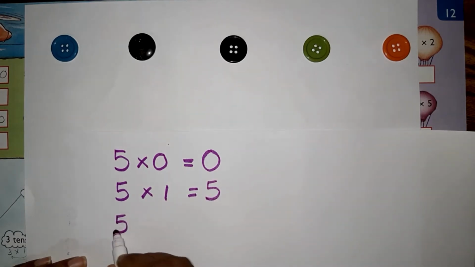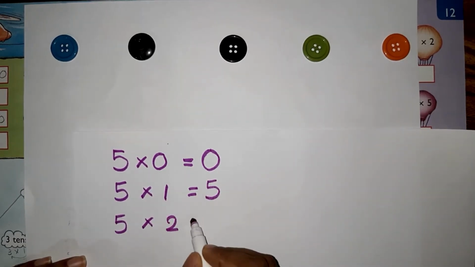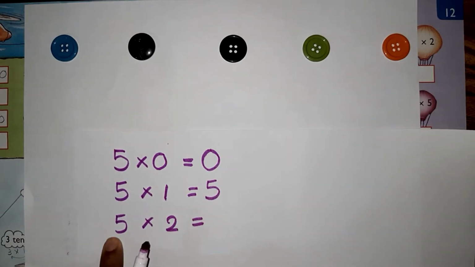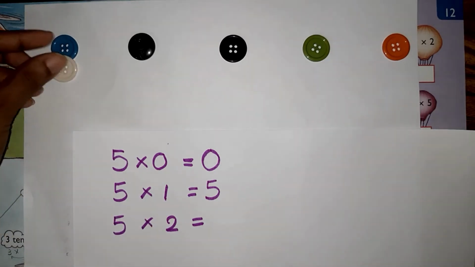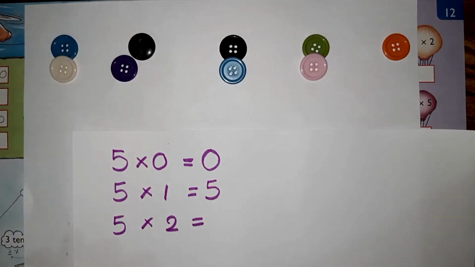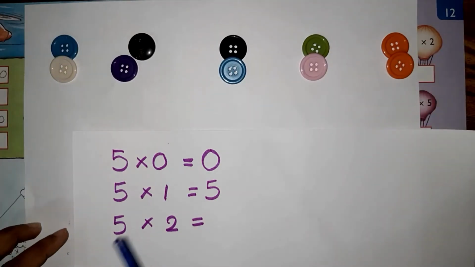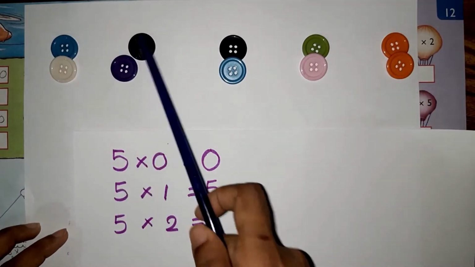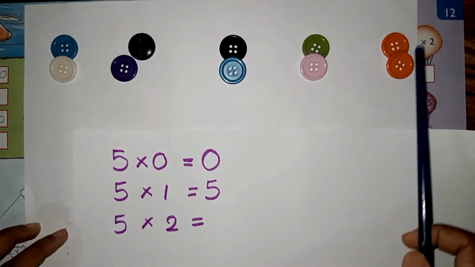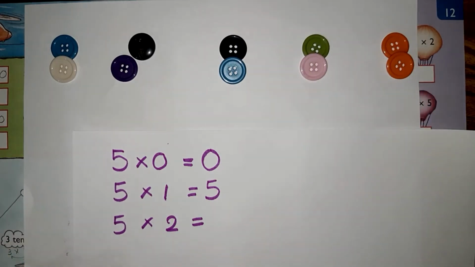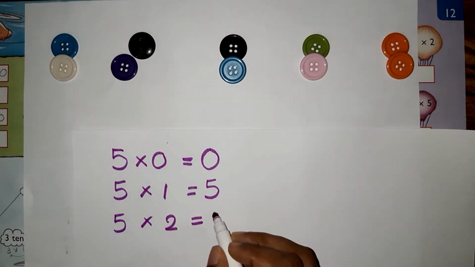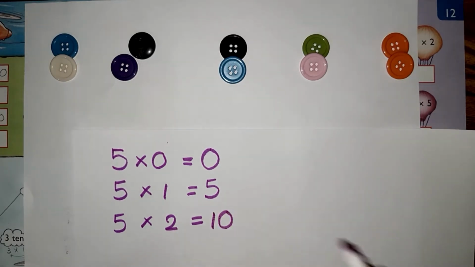Next one, 5 times 2. That means in each set there should be 2 objects. We have 5 sets with 2 objects. Now I'm going to add another object to our sets one by one. Okay, let's count all together. 1, 2, 3, 4, 5, 6, 7, 8, 9, 10. So 5 times 2 is equal to 10.